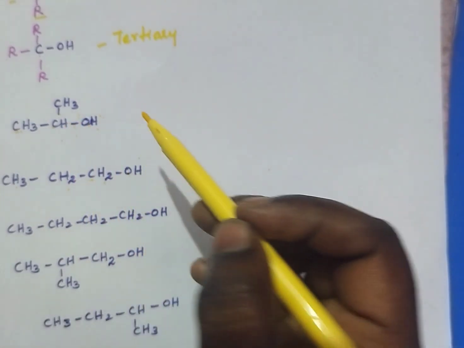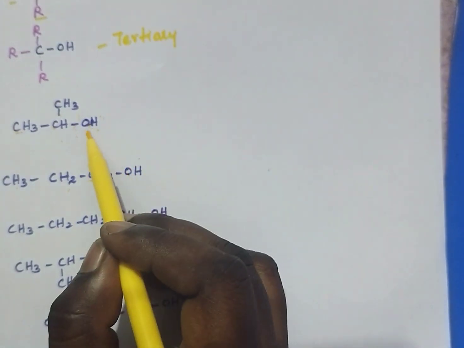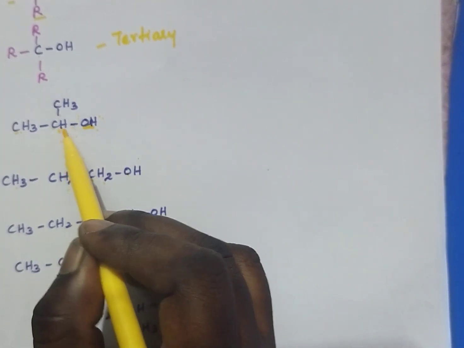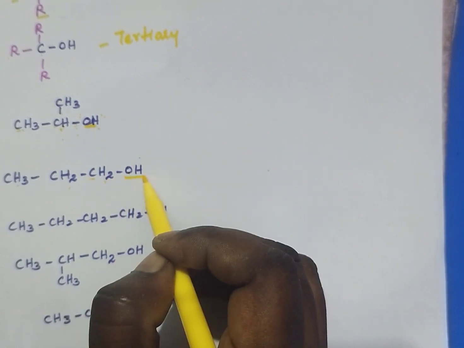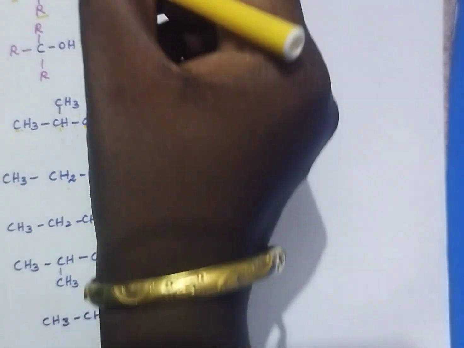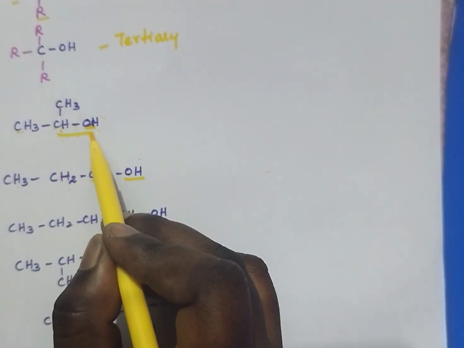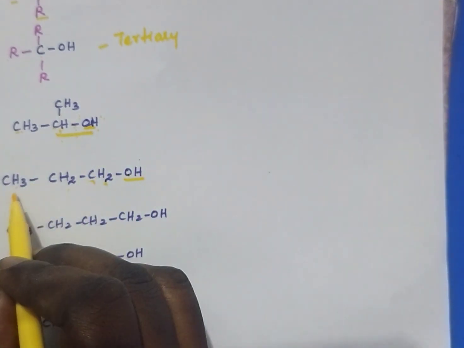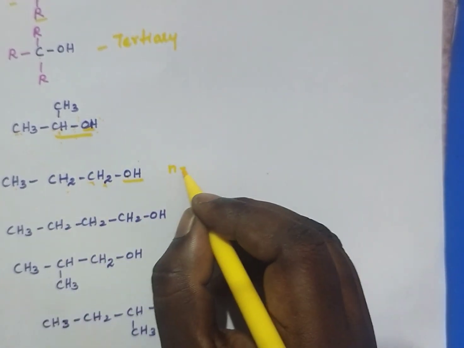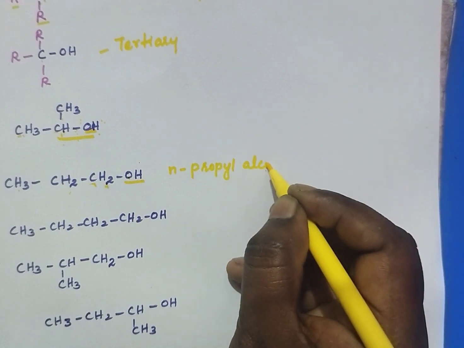In common names we can differentiate these two according to the carbon where the hydroxy group is attached. Here the hydroxy group is attached to the carbon which contains CH2. According to this classification, this can be classified as primary and this as secondary. In another way, this is known as N-propyl. N means there is no branching, that is normal. So that is N-propyl alcohol.